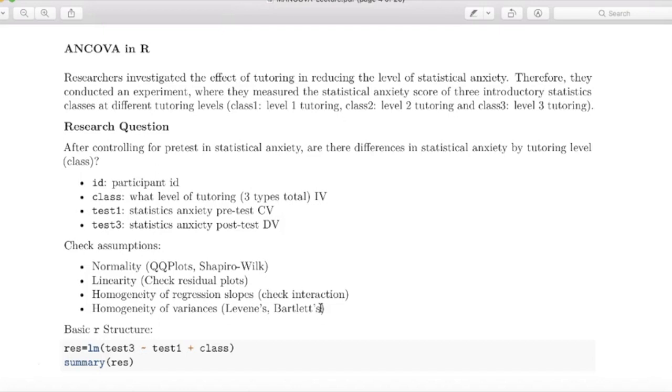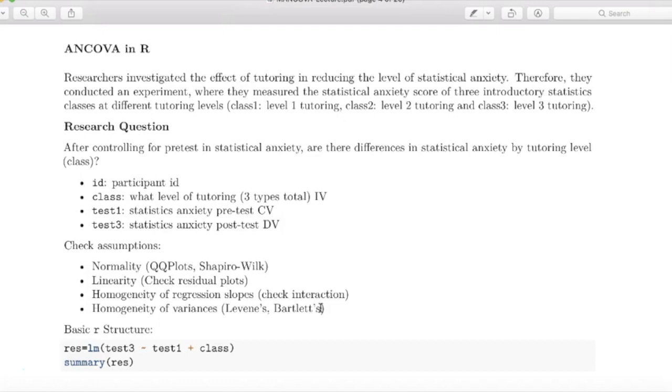And a lot of times, I don't want to say pre and post, but at least in repeated measures designs, the very first measurement is usually treated as the covariate. And it's usually because of practice effects or there was some kind of training at the beginning. So people want to remove that. Test 3 would be the statistics anxiety post-test. So after I give them this statistics anxiety post-test, I'm going to control for the very first one, and I still want to see if there are differences between the three types of tutoring.